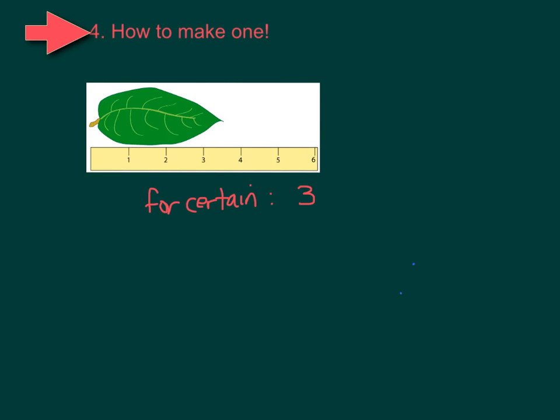So you're going to need to estimate only one digit past the last mark. So you're going to look at this leaf and you're going to eyeball it. And I would say that that goes to the 0.5. So then that means that I would report my measurement as my certain digits plus my estimated digit, and then of course a unit.